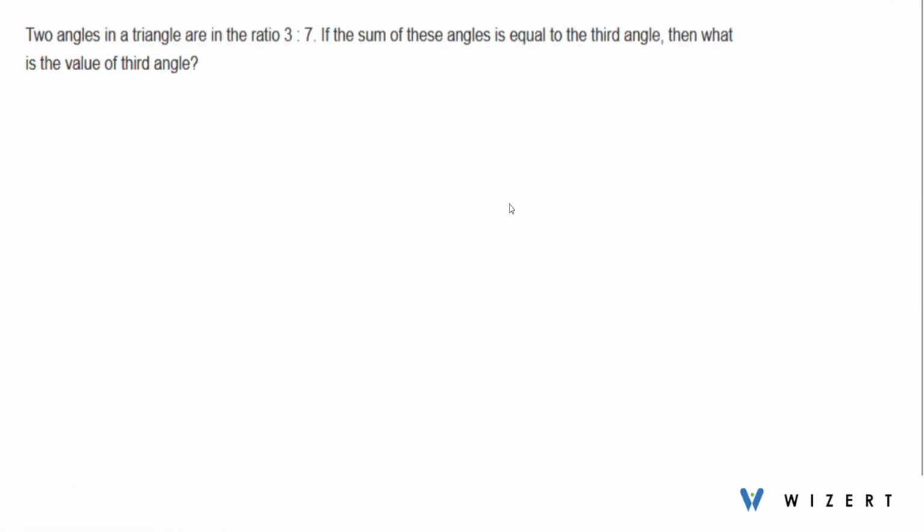According to the question, we have been given a triangle ABC. So let's name the triangle ABC. This is A, this vertex is B, and this vertex is C. Okay, and let's name the angles as angle A, angle B, and angle C. Now it has been given that two of the angles in the triangle are in the ratio 3:7 and the summation of those two angles is equal to the third angle.